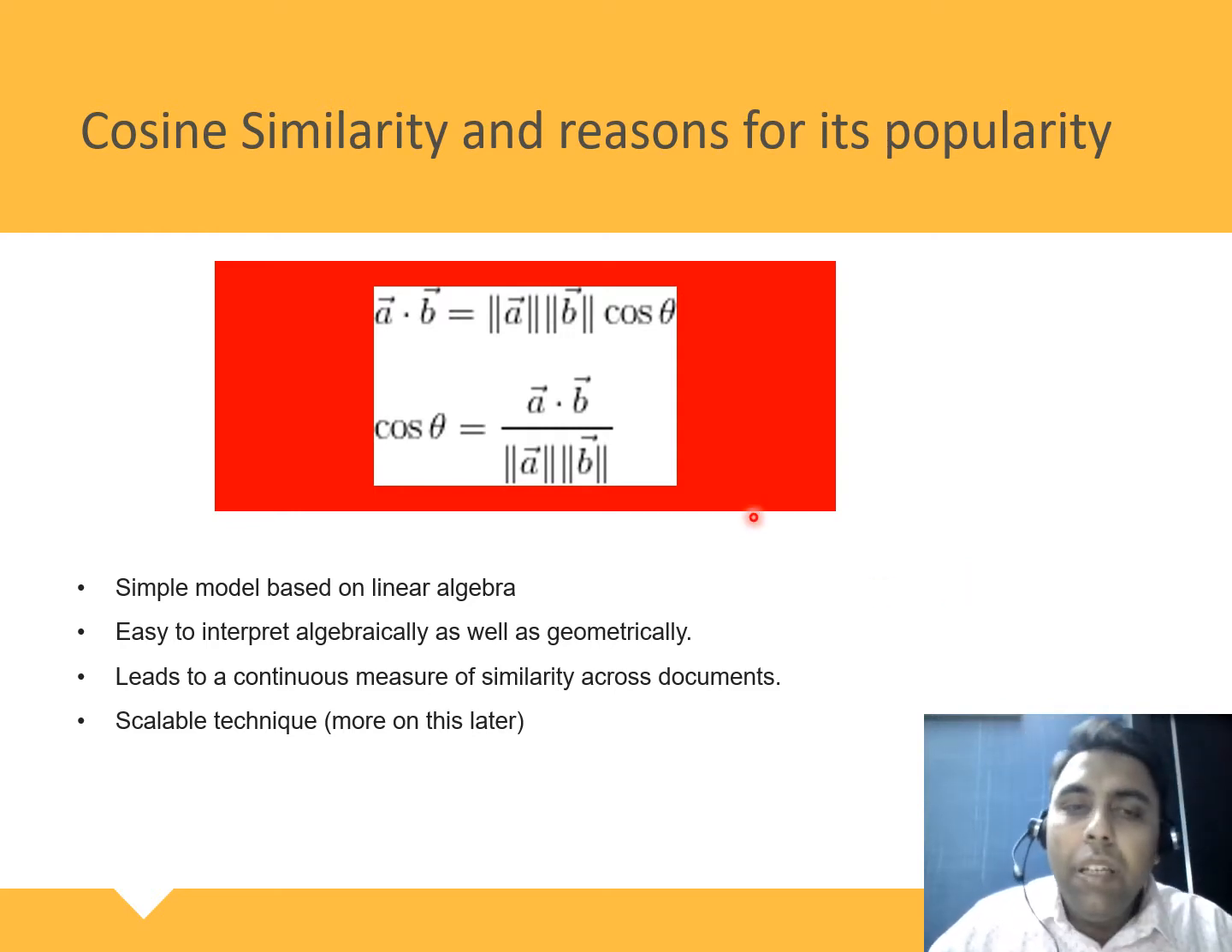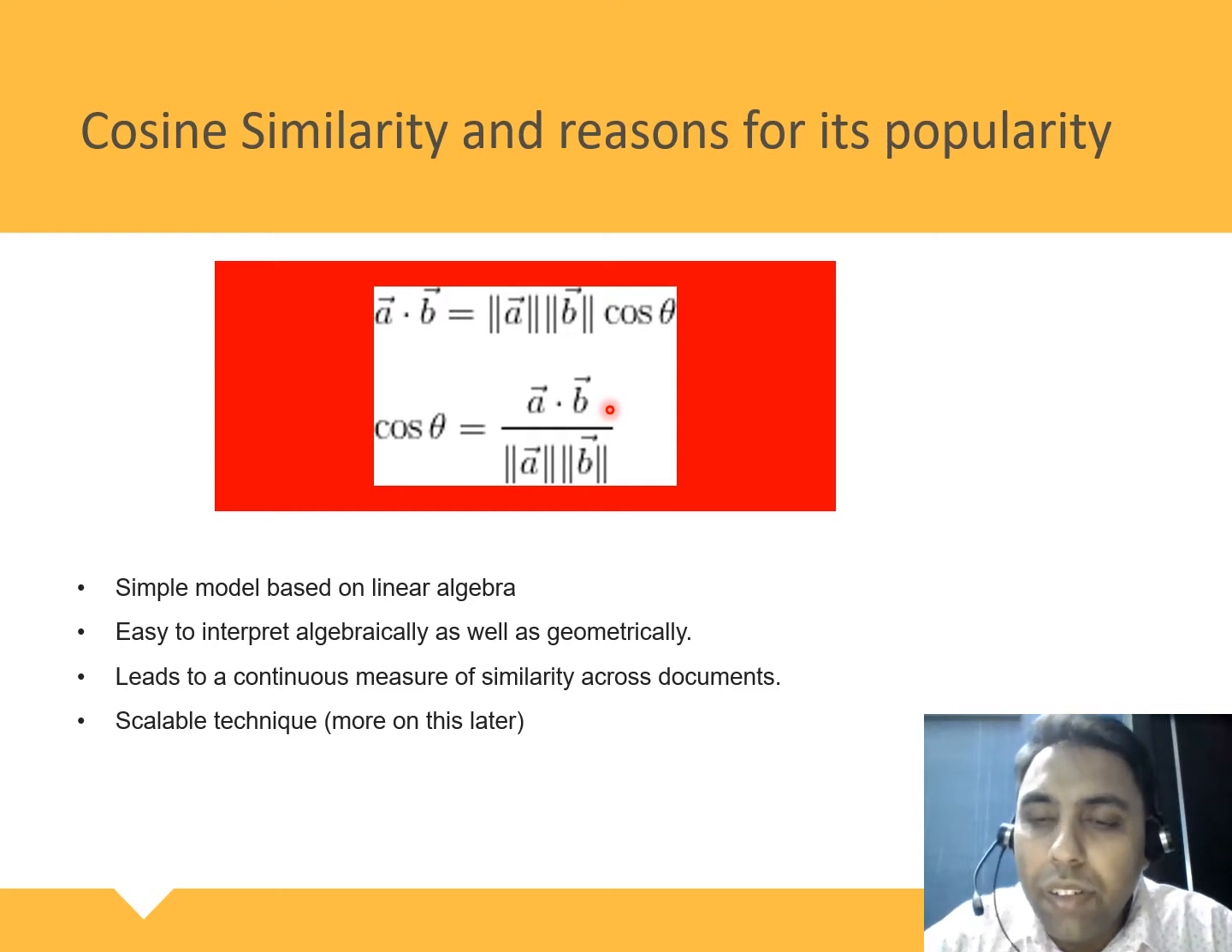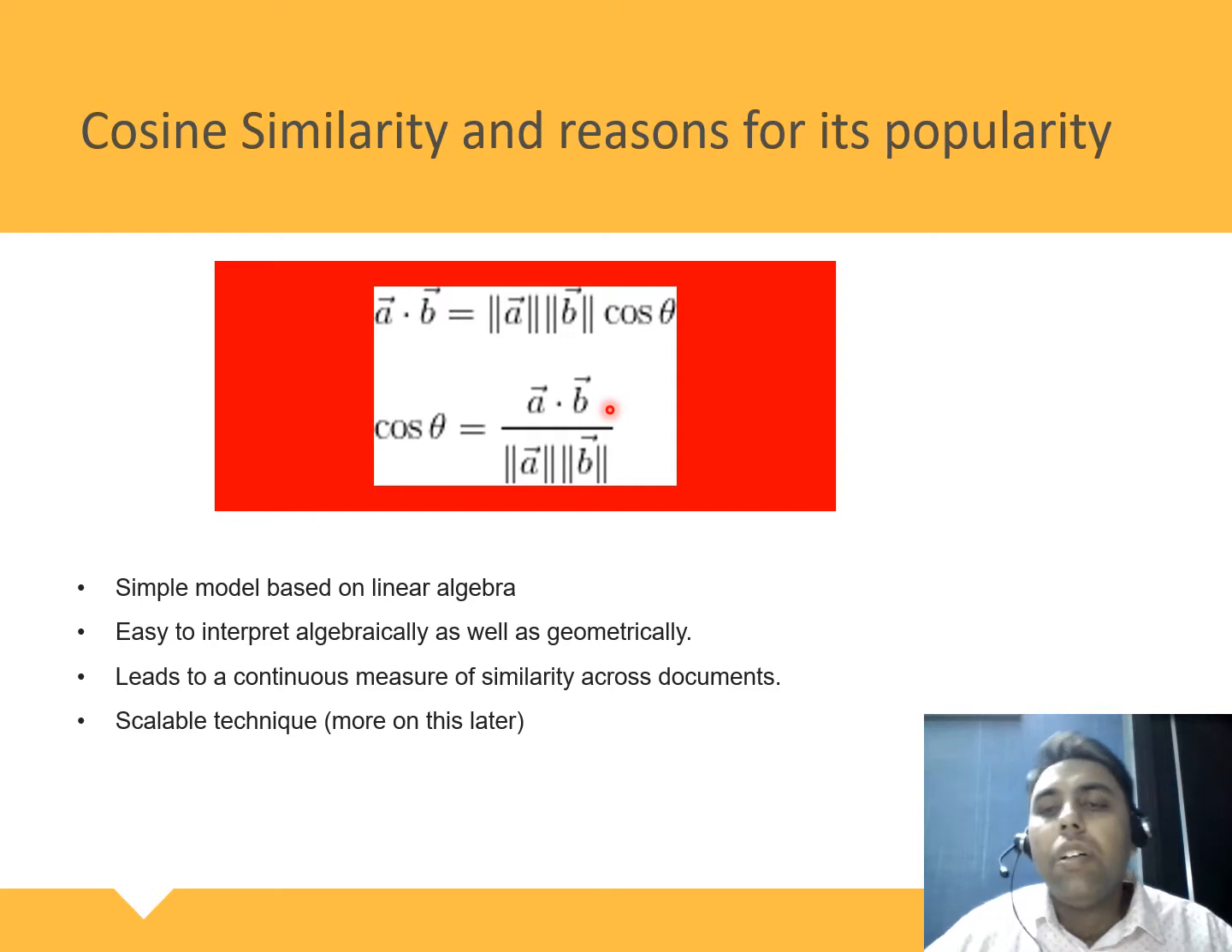And what are A and B in case of the document matrix? A and B are nothing but different rows of the document matrix. Or in other words, A and B are the vector representations of different documents in the document matrix. And what will be the dimension? The dimension here will be equivalent to the vocabulary size. So the dimension of A and B will be equivalent to the number of unique terms that you are dealing with.